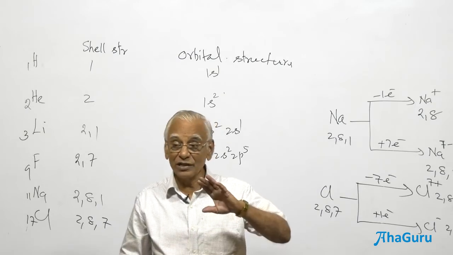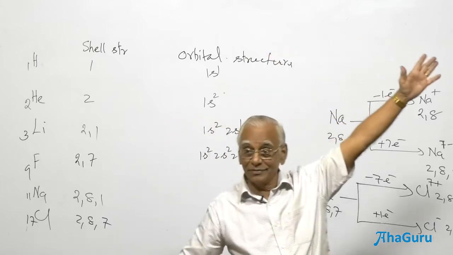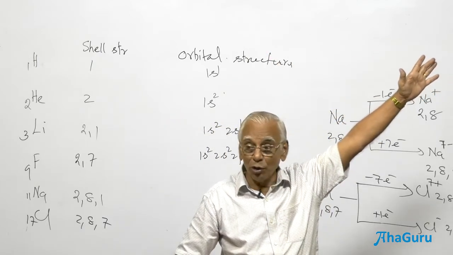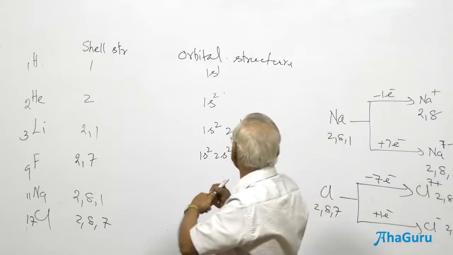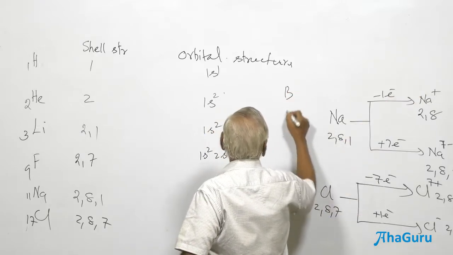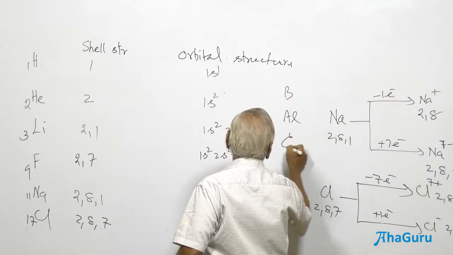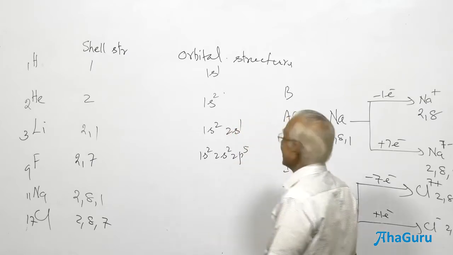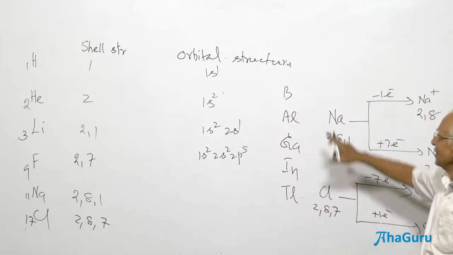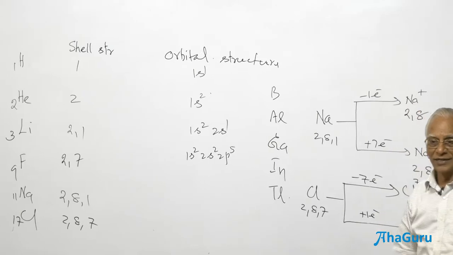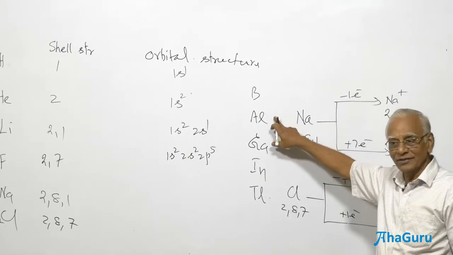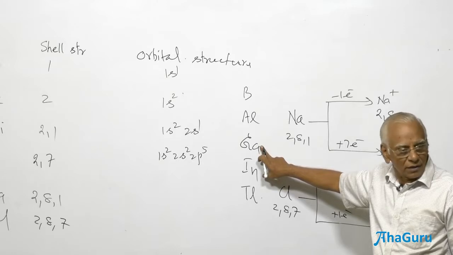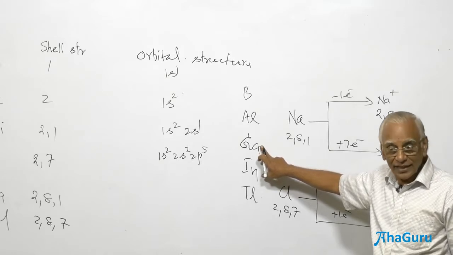Then we are going to switch over to group 13, not group 3, group 13. Boron, aluminium, gallium, indium, thallium. First time you are hearing it. Boron, aluminium, all of us know. Gallium, you know the characteristic feature of gallium?